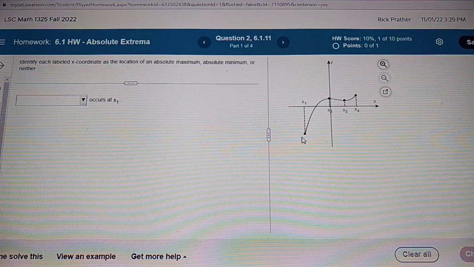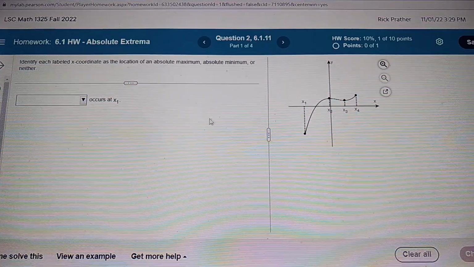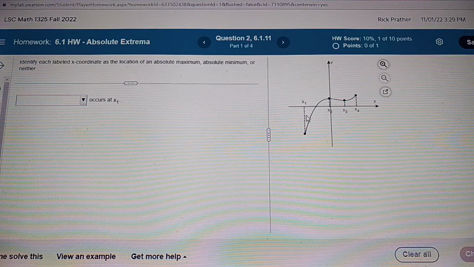So clearly out of these 4 points, the lowest one by far is this x1 value, because it's the only one that's even below the x-axis. They can ask for either the location or the value or both of an absolute max or min. This one's just about the location because they're teaching you this for the first time. So x1 is the location of the absolute minimum, and it's called an absolute minimum because there's literally no other spot on this curve that's lower than that.